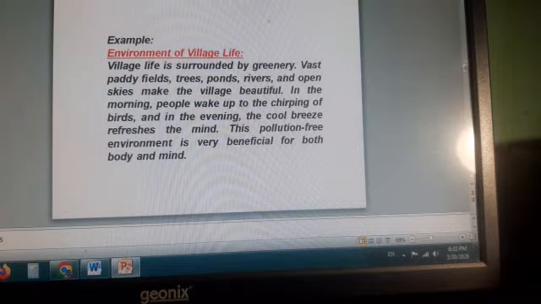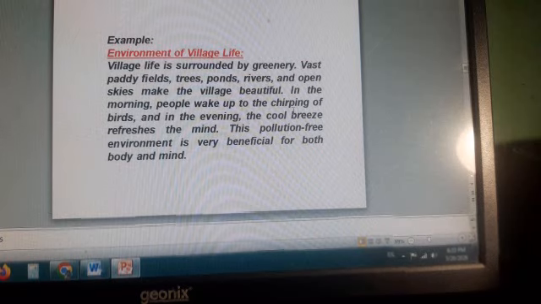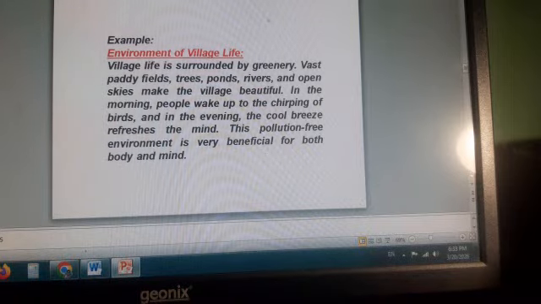Village life is surrounded by greenery, vast paddy fields, trees, ponds, rivers, and open skies that make the village beautiful. In the morning, people wake up to the chirping of birds, and in the evening, the cool breeze refreshes the mind. This pollution-free environment is very beneficial for both body and mind.